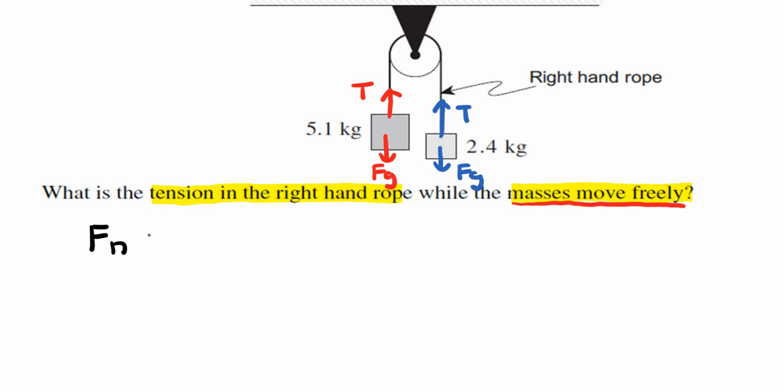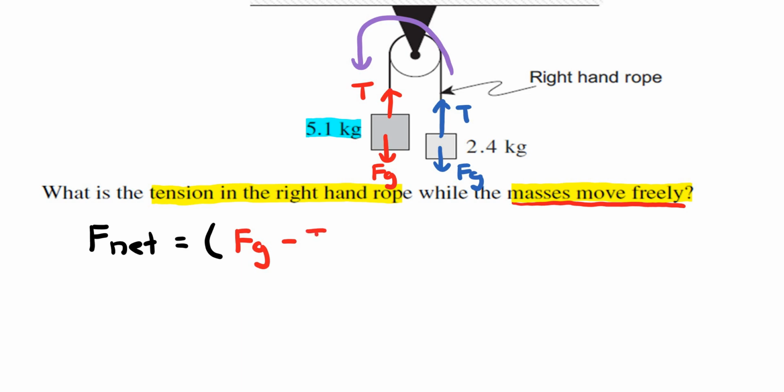F net equation here. So F net equals, now since this pulley system is going in the counterclockwise direction, we have to work with the 5.1 kilogram mass first, right? So the whole system is going like this, right? So basically the red FG will come first.